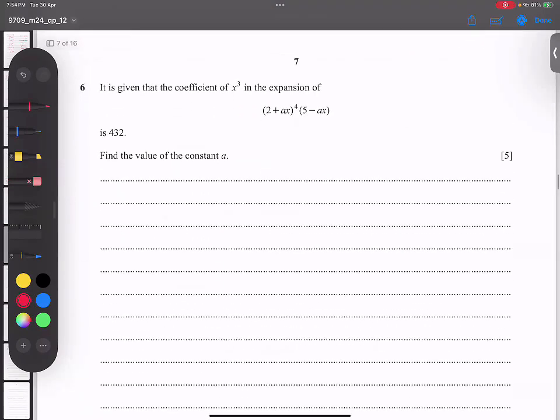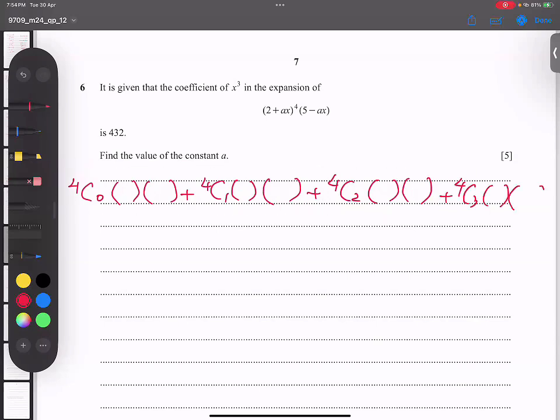Question number 6. He said the coefficient of x cube of this is this. So first of all, the power is 4. How to expand: 4C0 with 2 brackets, 4C1 with 2 brackets, 4C2 with 2 brackets, and we're looking for one more term, 4C3 and into the bracket. The logic is very clear because of x cube.